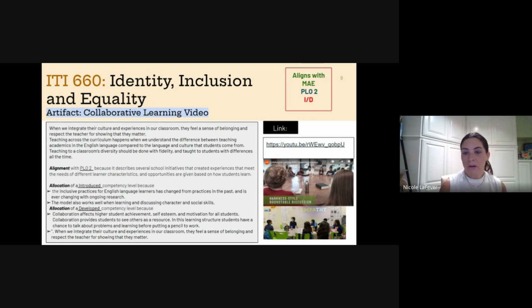Whenever you immerse learners or anybody into a campus culture, it's important to identify what the culture's mission and vision are and to grow their character and social skills. I allocated this also as a D because the collaboration piece affects higher student achievement, self-esteem, and motivation. It gives a chance for all voices to be heard. And I feel like that's an important piece to any classroom, no matter what type of learners you have.